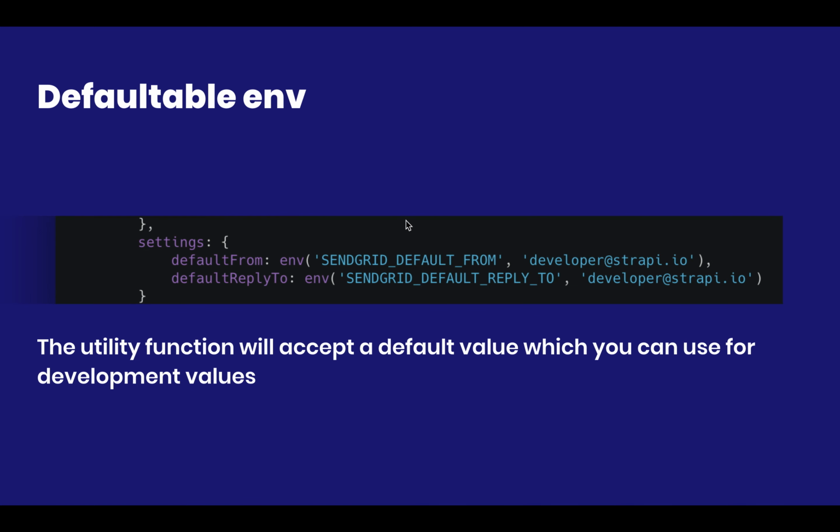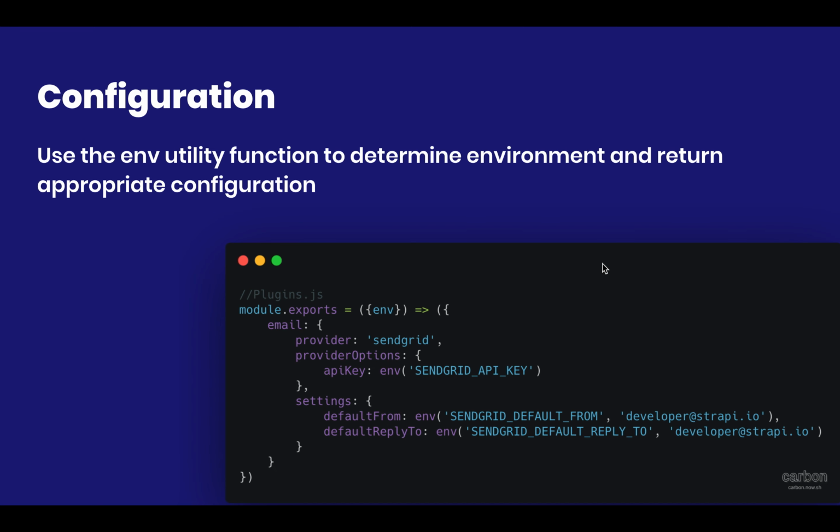So you can have a default. This is the example. You can have env, where the first parameter is the name, sendgrid default from. If you have this in your global variables or in your process.env variables, then it's going to be injected. Otherwise, it's going to fall back to your developer at strapi.io variable.